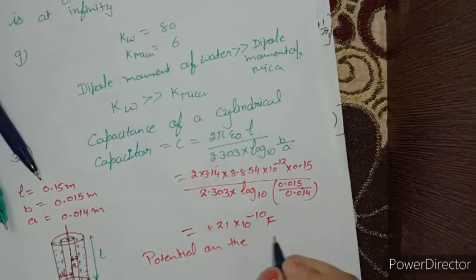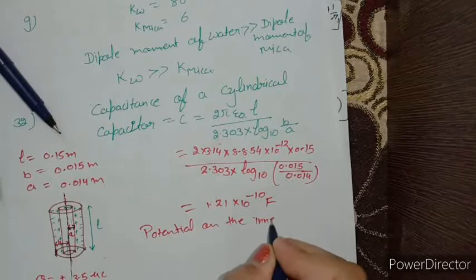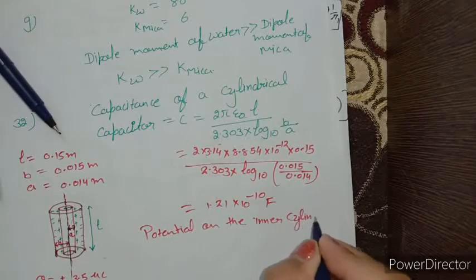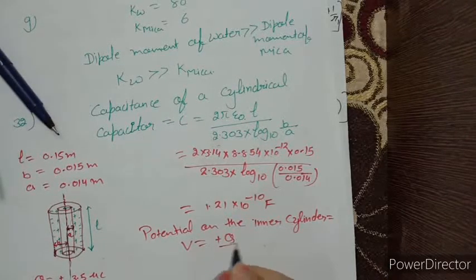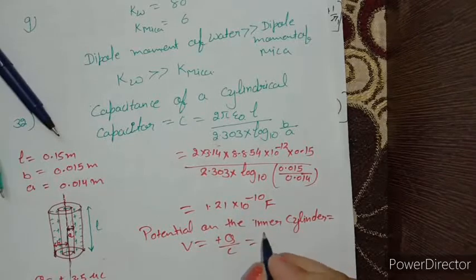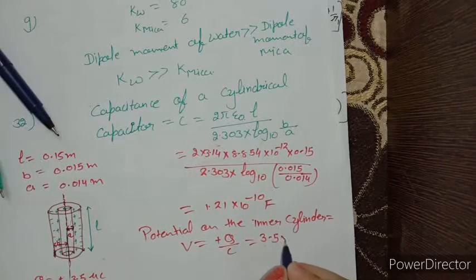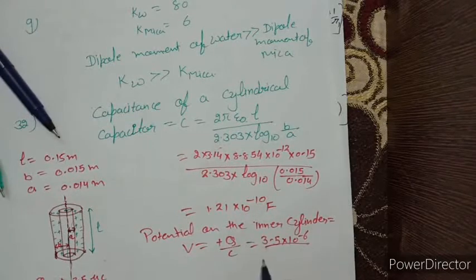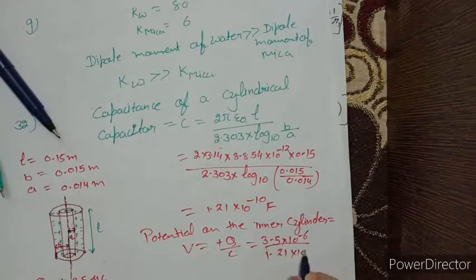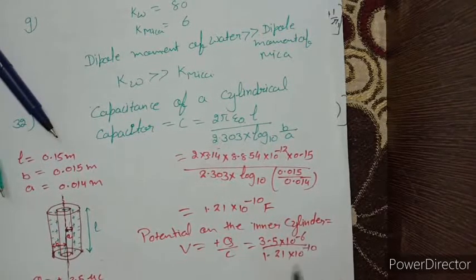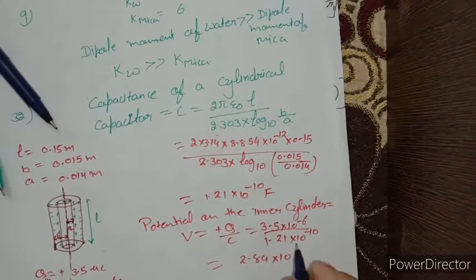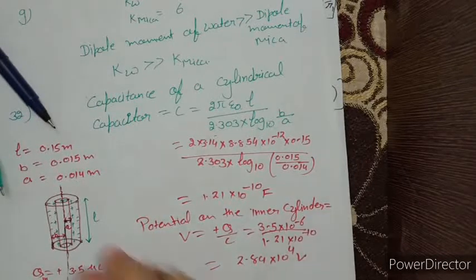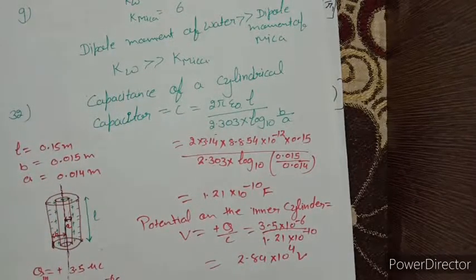And the potential on the inner cylinder, suppose we take it as V, and this V equal to, we know, positive Q divided by C. This will be equal to 3.5 into 10 raised to power minus 6 divided by 1.21 into 10 raised to power minus 10. When we solve this, then we get the value 2.89 into 10 raised to power 4 volt. So this is question number 32.